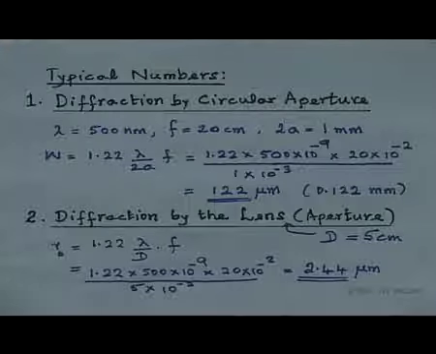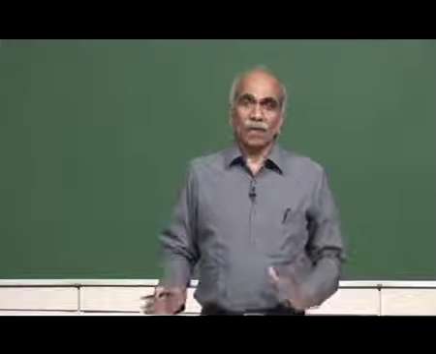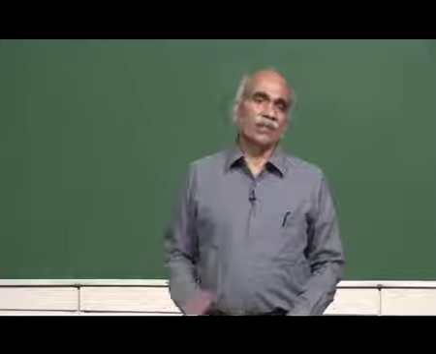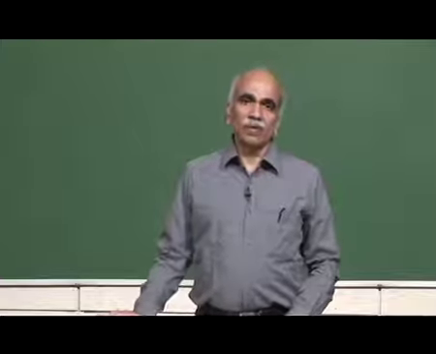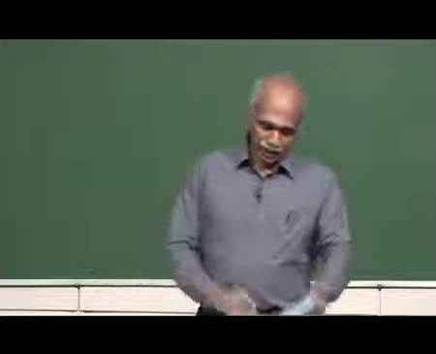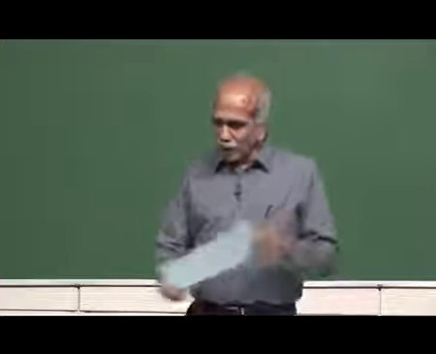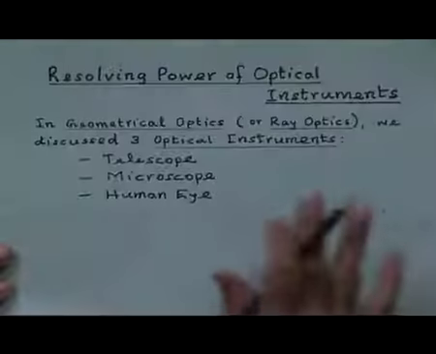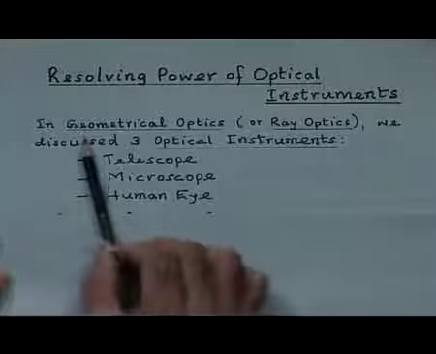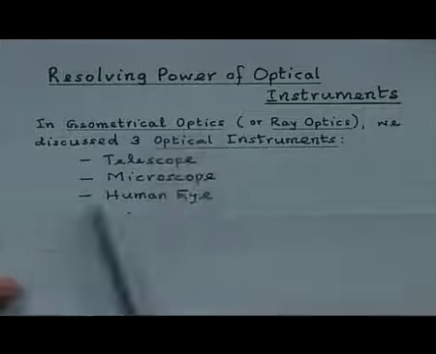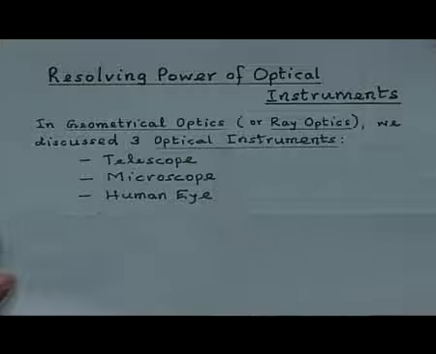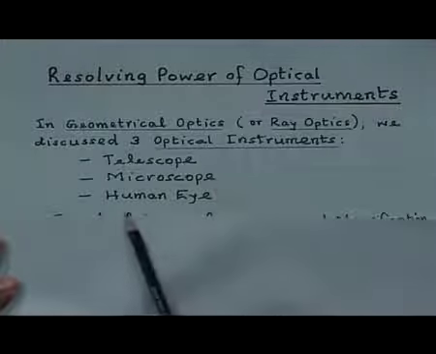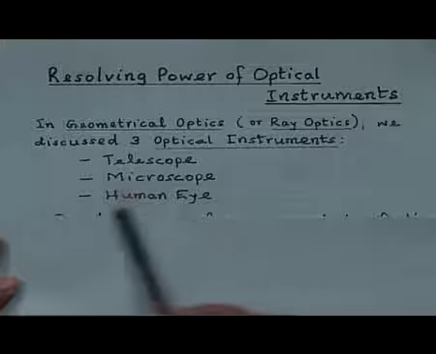Now, we are ready to discuss the resolving power. The topic of the lecture is resolving power of optical instruments. With these two conclusions, we are now ready to discuss the resolving power of optical instruments. So, let us quickly recall the optical instruments that we have discussed. In geometrical optics or ray optics, we have discussed 3 optical instruments. Recall that we discussed the telescope, microscope and human eye as an imaging device.